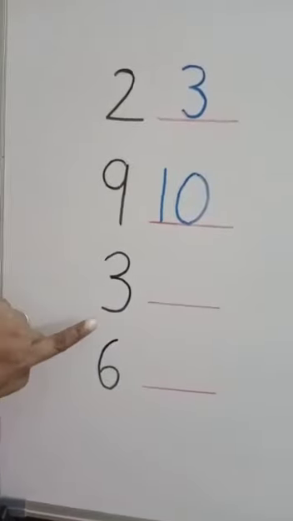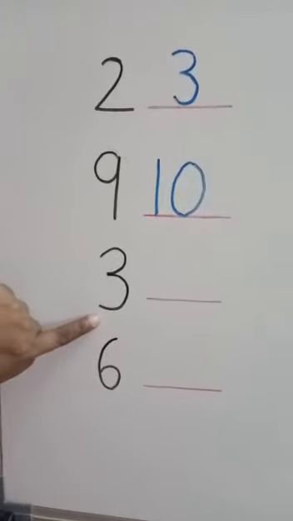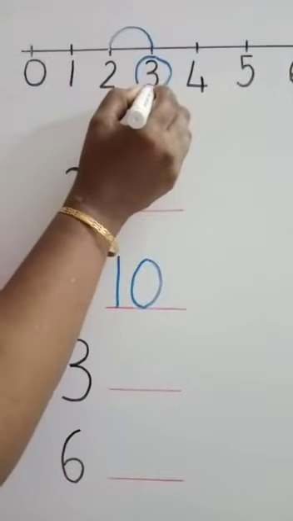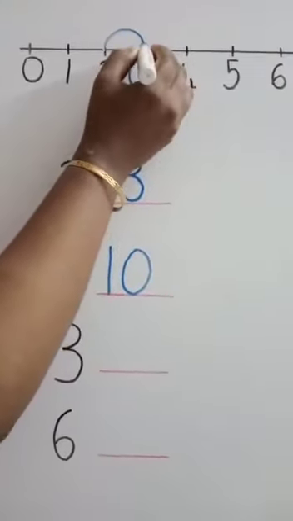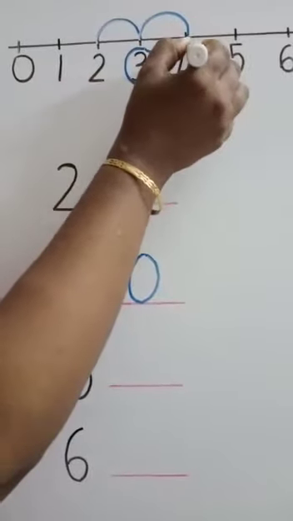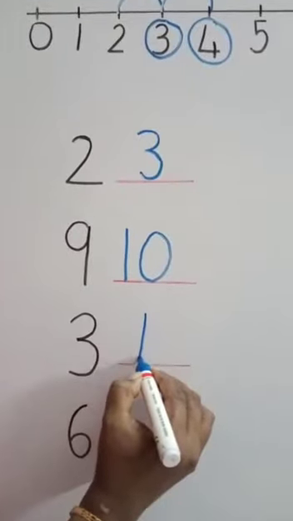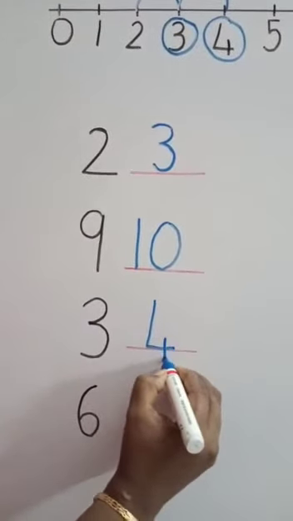Now let's look for the next number. This is number 3. Where is number 3 here? This is number 3. And what comes after 3? After 3 is number 4. So I'm going to write number 4 here.